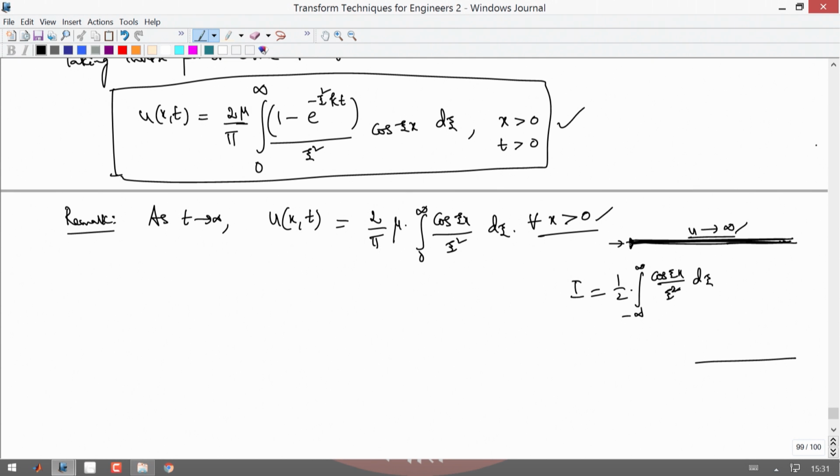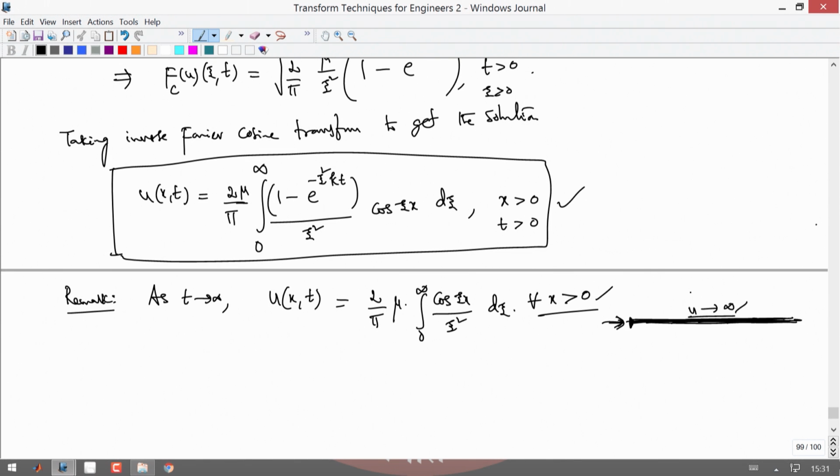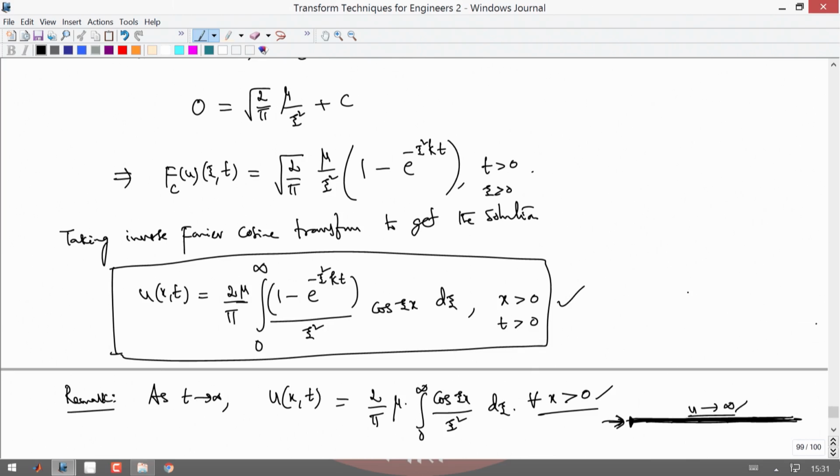You can easily see that as you pump in the heat, eventually the temperature of the rod becomes more and more, it will become bigger and bigger. The temperature just increases eventually to infinity throughout the rod. That is what you can see from this example.